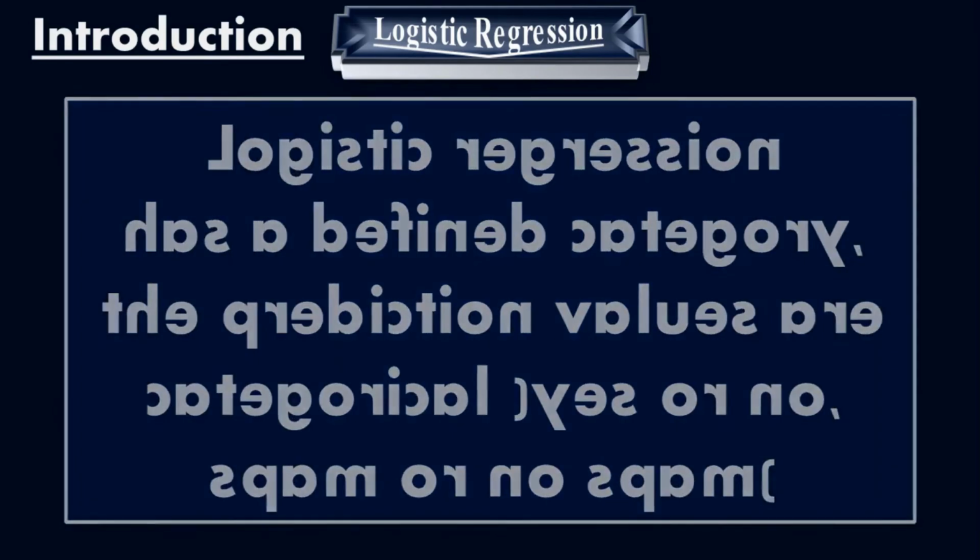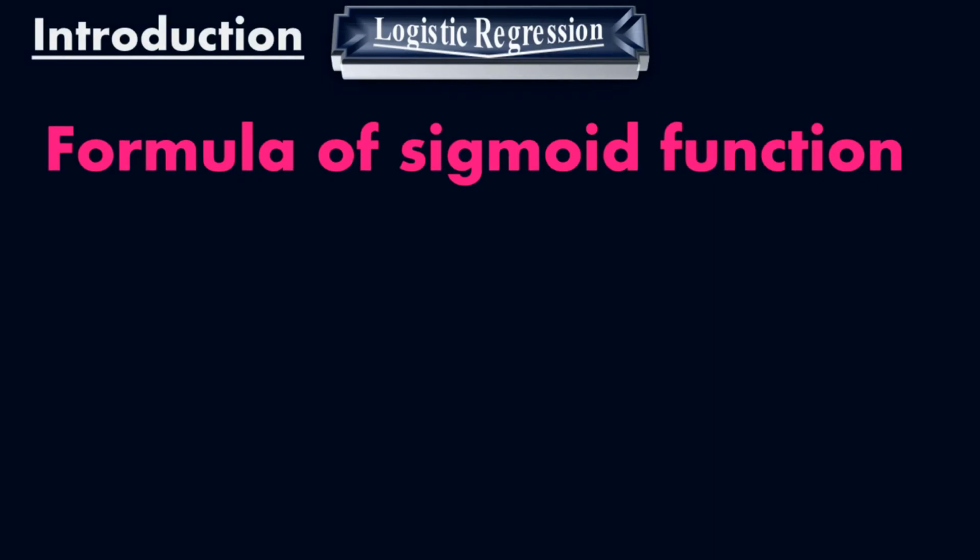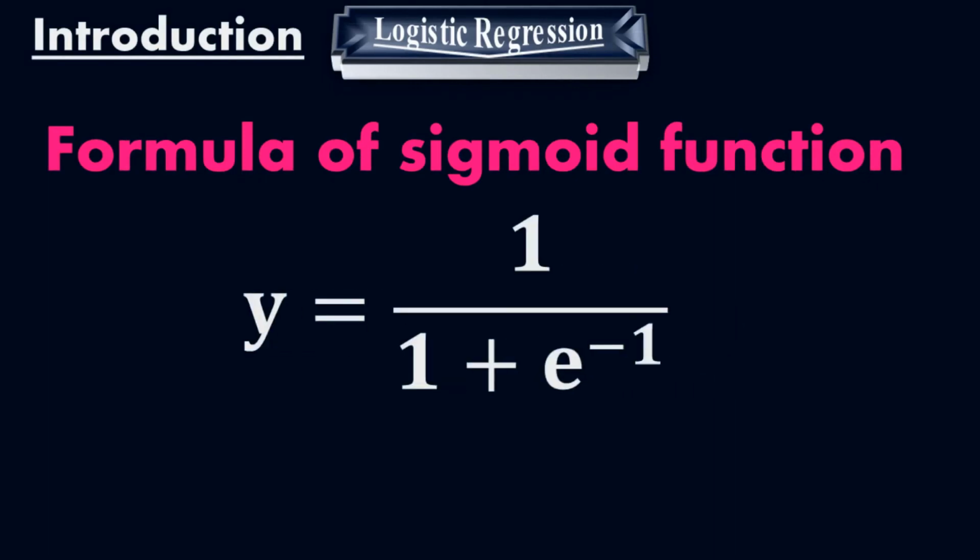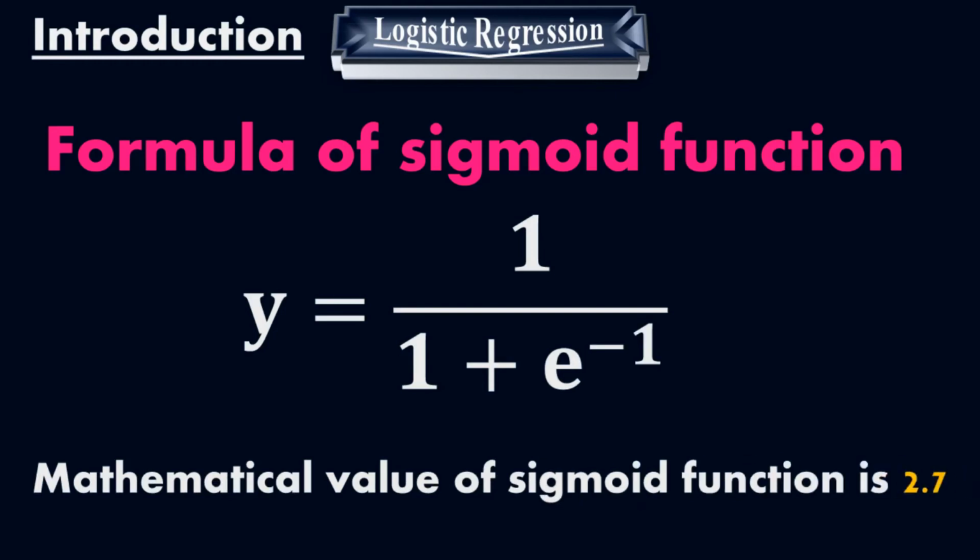Now let me show you the mathematical form of logistic regression. Formula of the sigmoid function: y equals 1 over 1 plus e to the negative 1. The mathematical value of e in the sigmoid function is 2.7. Sigmoid function is the other name of logistic regression; logistic regression and sigmoid function are one thing. Its mathematical formula is y equals 1 over 1 plus e to the negative 1. This is the numerical value for the sigmoid function.